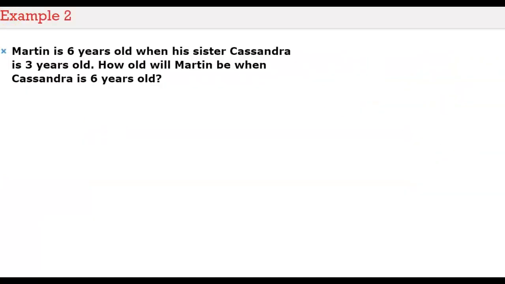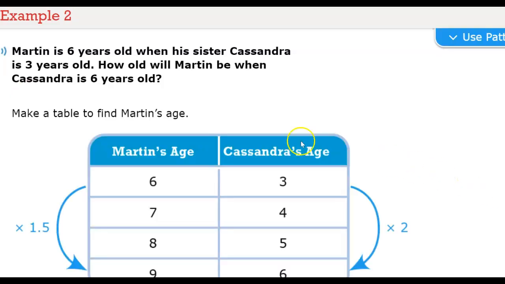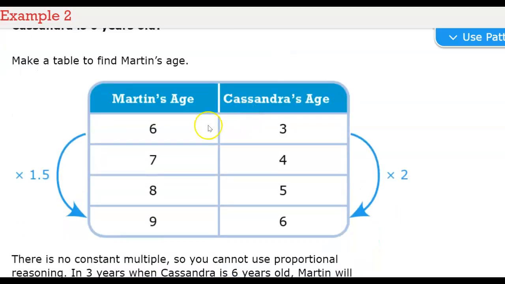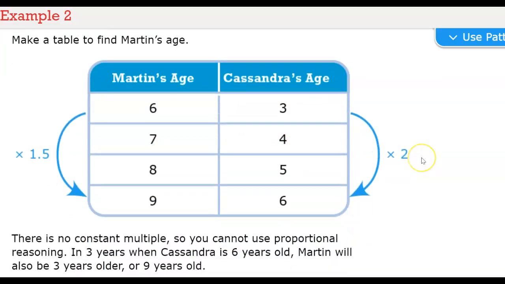Martin is 6 years old when his sister, Cassandra, is 3 years old. How old will Martin be when Cassandra is 6 years old? So we look at the table, and they made a table of Martin's age and Cassandra's age over the years.